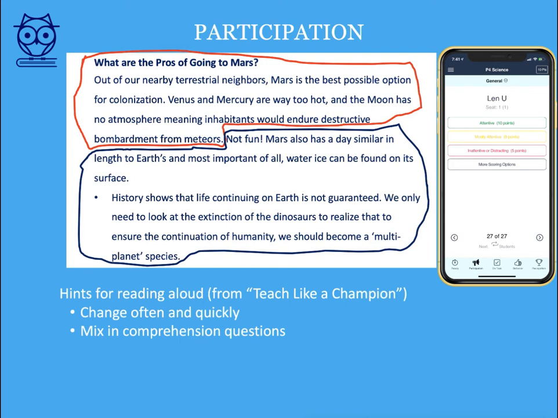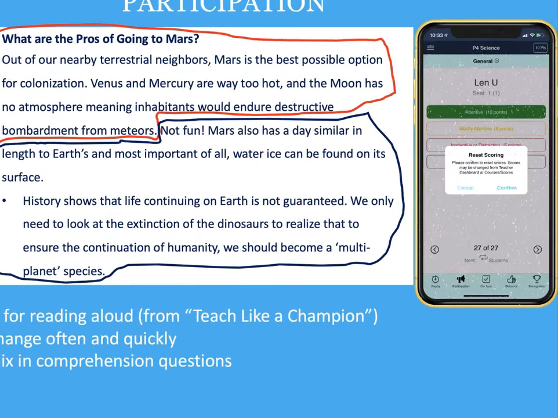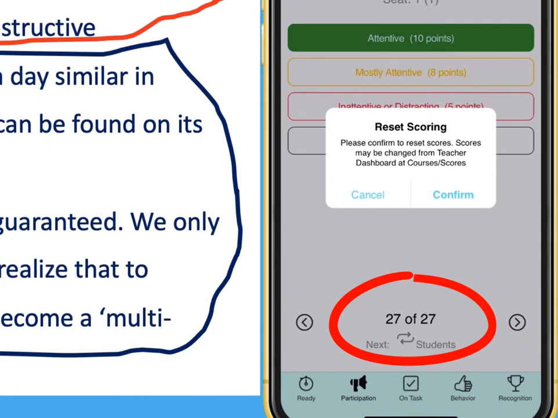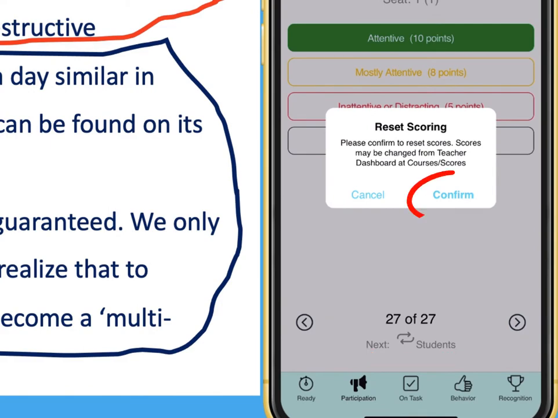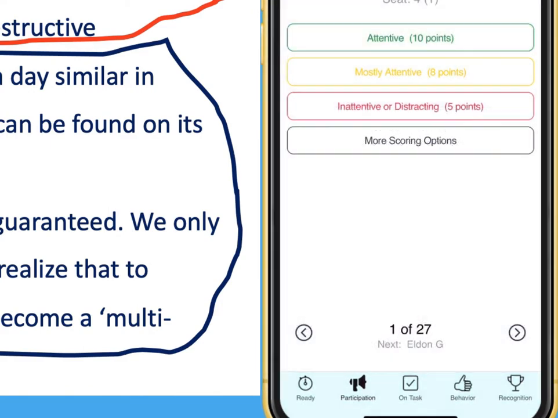Read the question first before calling a student's name. Otherwise, some students may check out. "Why were Venus and Mercury ruled out as colonization planets? That question is for Len." Len concisely responds, "Too hot." Notice that Len was the last student to be called for this round of participation. Select the Confirm button to start a new random participation list.